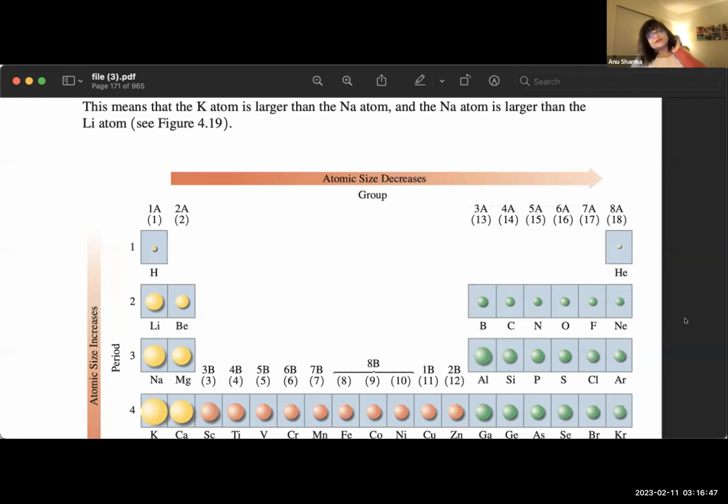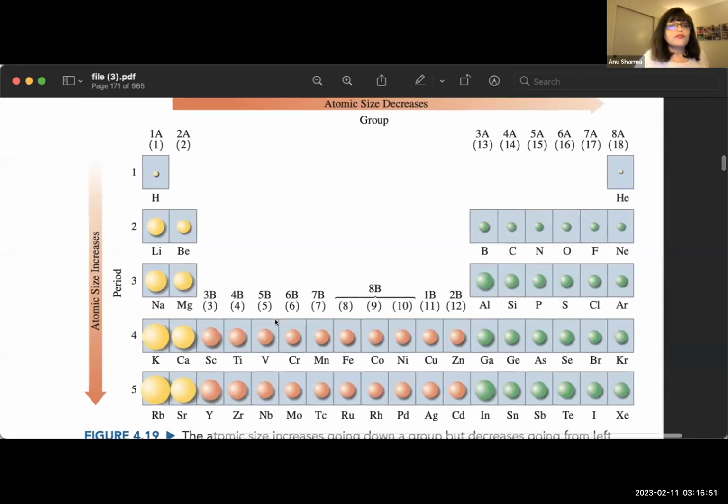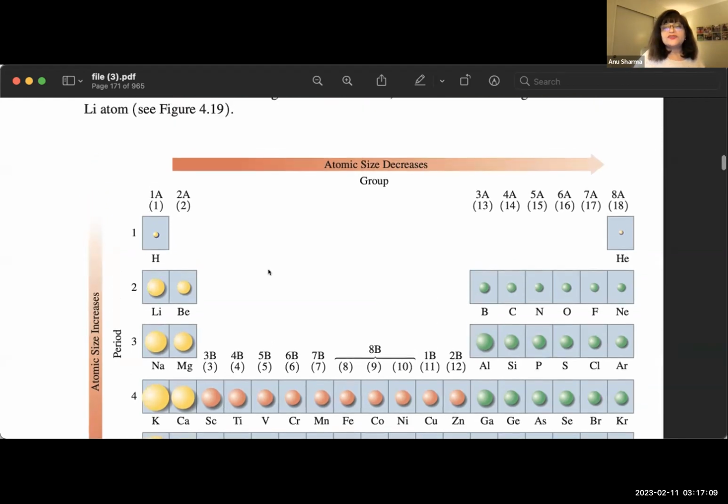By size, we actually mean the radius. Okay, now as you go from top down, the energy levels are increasing. So the electrons are spreading out more. That's why as you go top down in the same column, the size of the atoms increases. But when you go from left to right, to some extent, the size decreases.